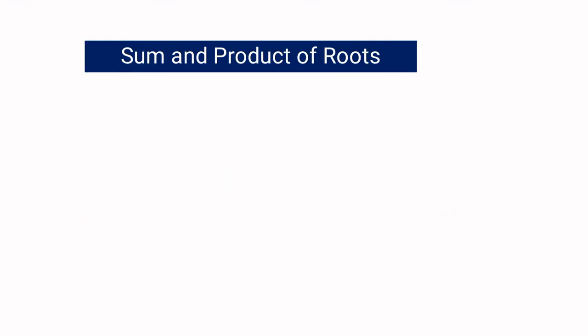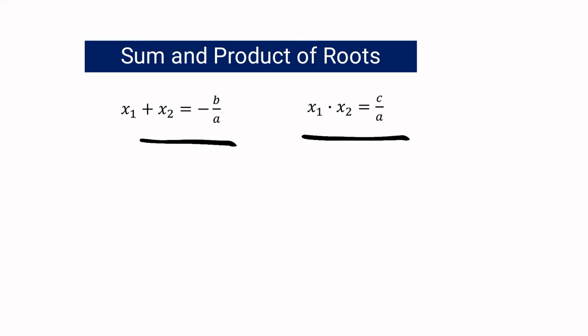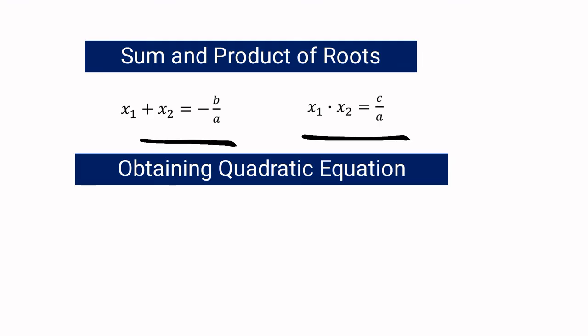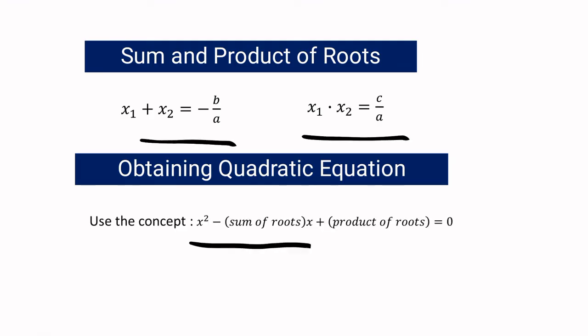Now, sum and product of roots again, the only thing that you need to remember: to get the sum, that is the ratio of negative b over a. To get the product, that is the ratio of c over a. And in obtaining the quadratic equation, you just need to use the concept x squared minus the sum of the roots, you need to affix the variable x here, and then plus the product of roots equals 0.